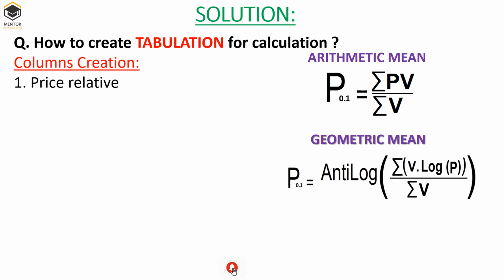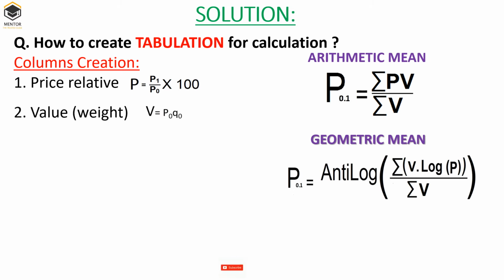So in this, first we have to create the columns. How to create the columns? First we need to calculate the price relative. Price relative is given by the formula P = P1 by P0 into 100. Next we need to find the weights, V. What is the V formula? V = P0 Q0. As you can see in the formula of arithmetic mean, we need the summation of V, so I am going to calculate the summation of V. Next I have to multiply P and V, price relative and the weights, and find the summation of PV. By this our arithmetic mean is completed.